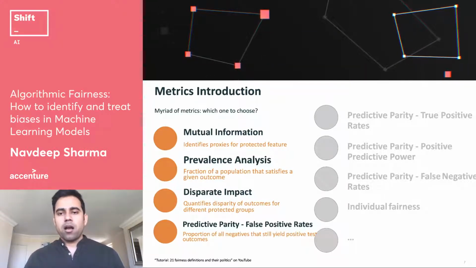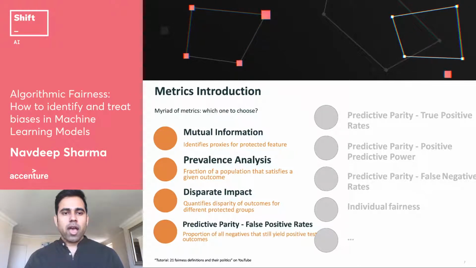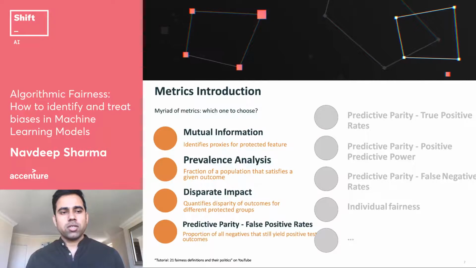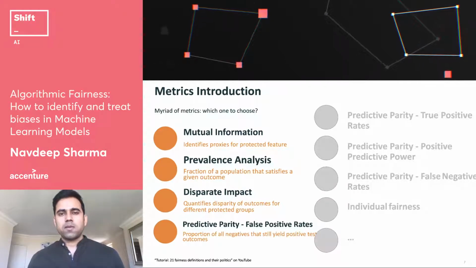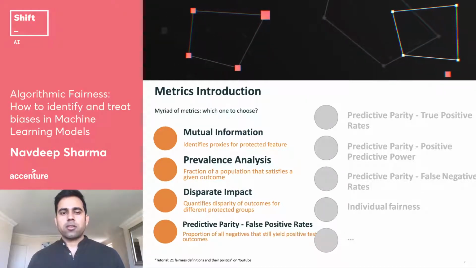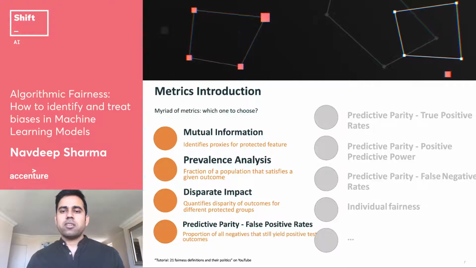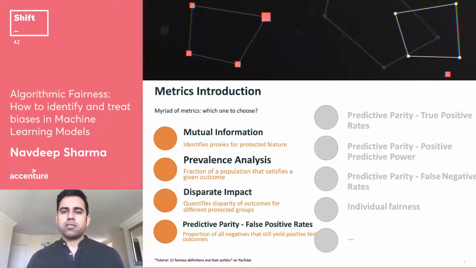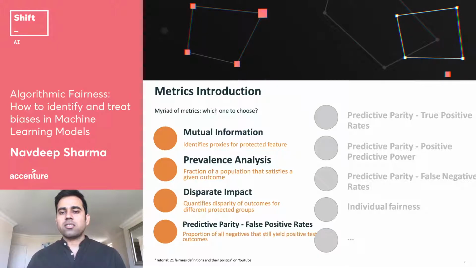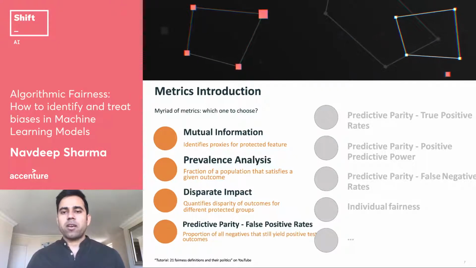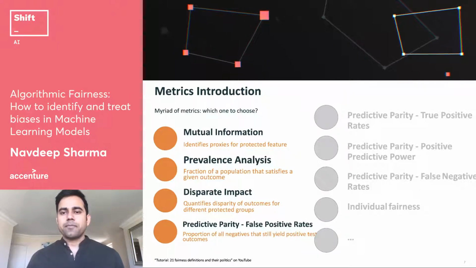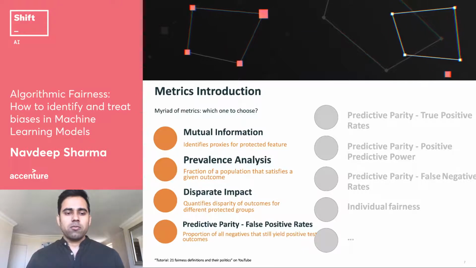So to put in perspective when to use which fairness metrics, it's important to understand that it depends on the use cases. Some of the fairness metrics which may be suitable for HR screening might not be suitable for criminal justification. Okay, let's go to the mutual information.